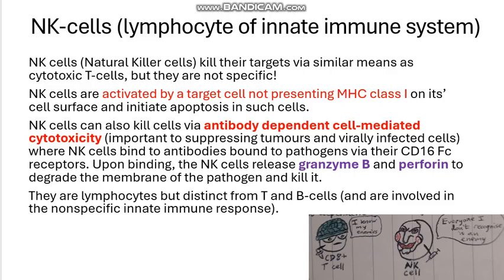They can also do a thing called antibody-dependent cell-mediated cytotoxicity, where natural killer cells will bind to antibodies bound to pathogens via the CD16 Fc receptors. Upon binding, the natural killer cell will release granzyme B and perforin to degrade the membrane of the pathogen and kill it. So it's a non-specific response. It doesn't care about an antigen, it kills everything.